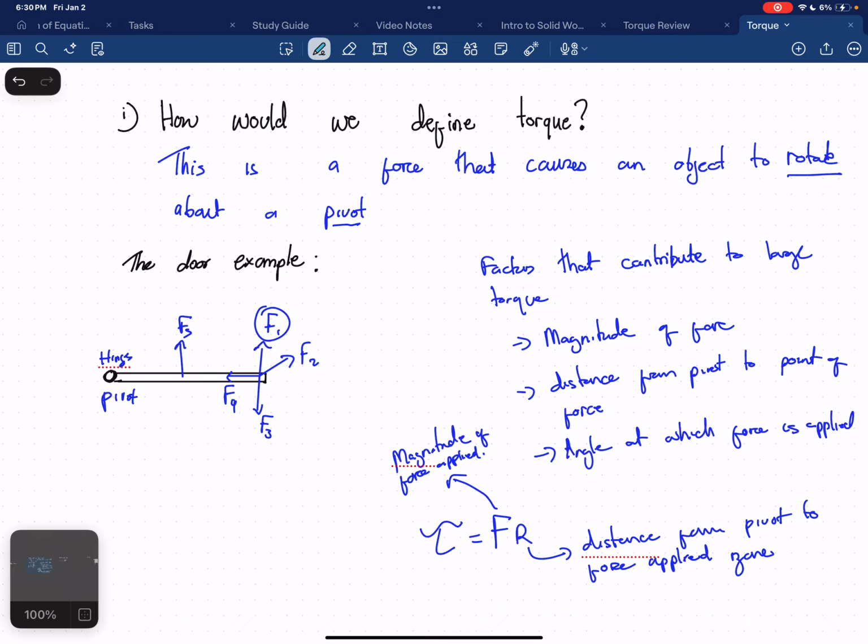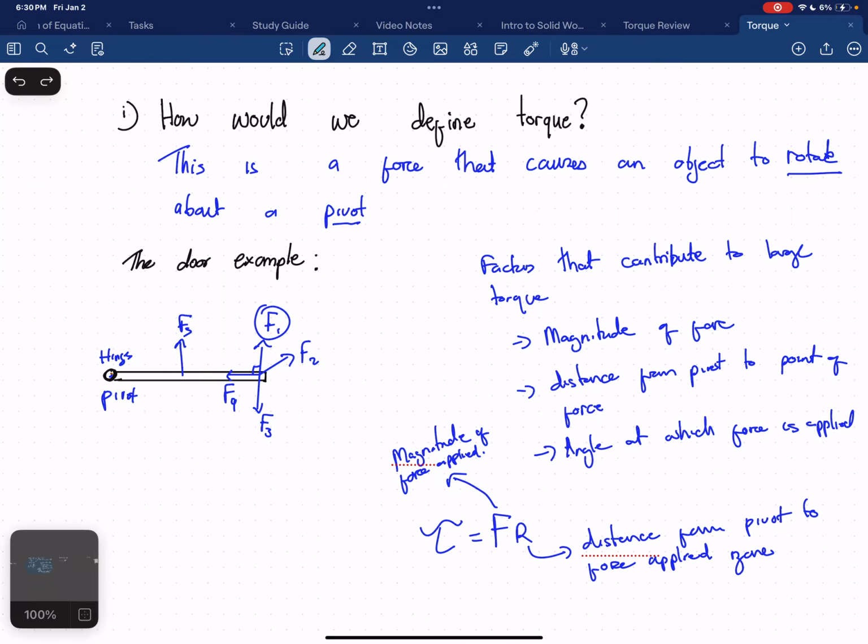Why? Because F1 is perpendicular to the radius, the radial line. Our R points from the pivot to, it's supposed to be a straight line, to the point of force application. Okay, it's not straight, but I hope you get the point. So this is my R. So I have a large R, and I'm directly perpendicular to the radial line.